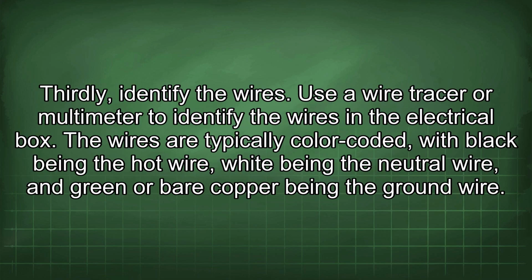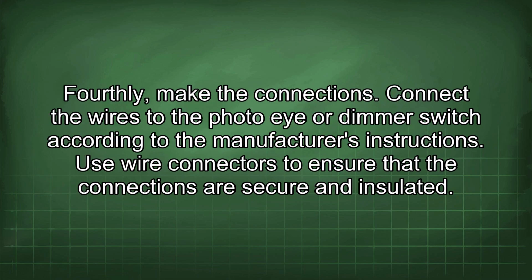Thirdly, identify the wires. Use a wire tracer or multimeter to identify the wires in the electrical box. The wires are typically color-coded, with black being the hot wire, white being the neutral wire, and green or bare copper being the ground wire. Fourthly, make the connections. Connect the wires to the photo eye or dimmer switch according to the manufacturer's instructions. Use wire connectors to ensure that the connections are secure and insulated.